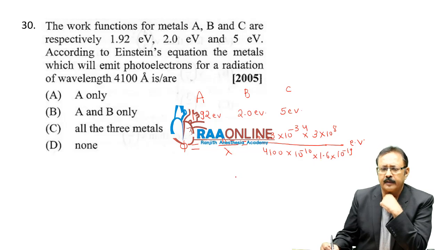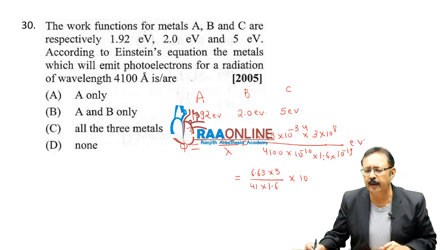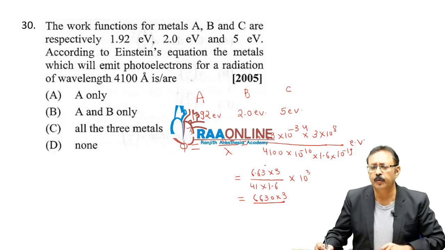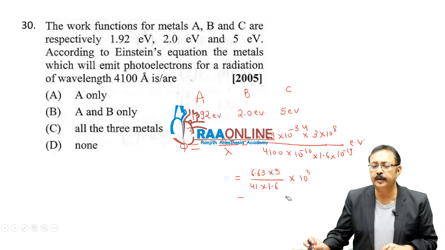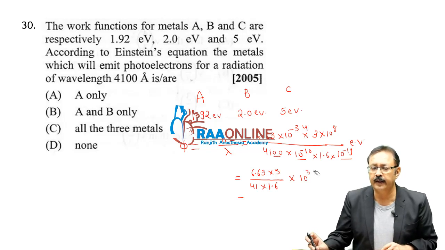The numbers involved are 6.63 into 3, divided by 41 into 1.6, and 10 to the power minus 10 and minus 19. It is minus 29 plus 8, it is minus 37. Means it will become 6630 into 3. Two zeros are this, so the powers become minus 27 and plus 8, so we will get only 10 to the power minus 19.